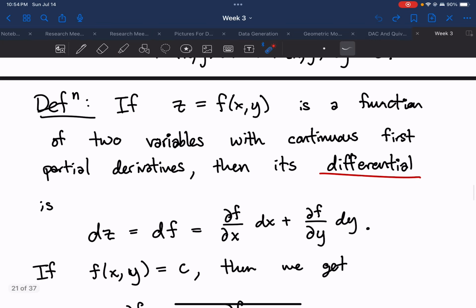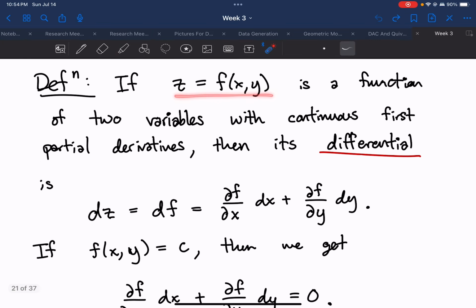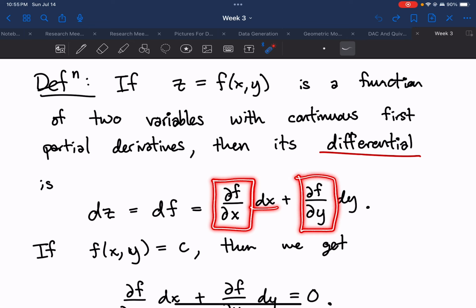If we have z, which is a function of x and y, so you've probably seen this in Cal 3 before, z is a function of two other variables. This will be our third variable. If this is a function of two variables with continuous first partial derivatives, then it's differentiable. We say the differential of z, which is dz, is equal to the differential of f, since z is equal to f. And the differential of f is defined as the partial derivative of f with respect to x, dx, plus the partial derivative of f with respect to y, dy.